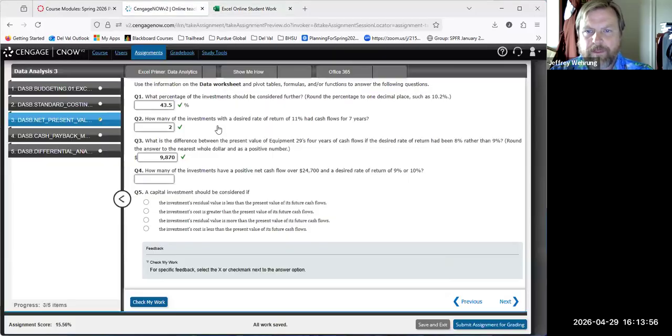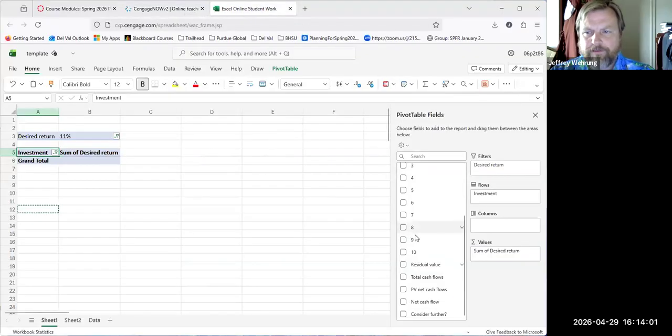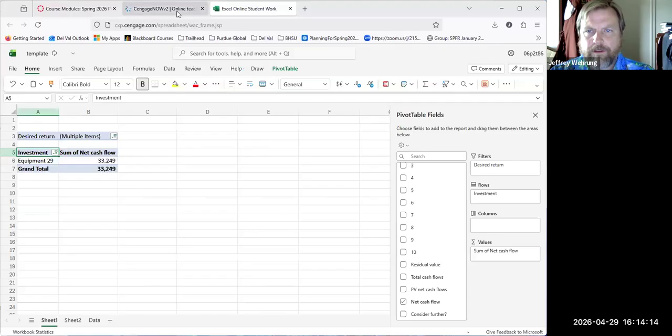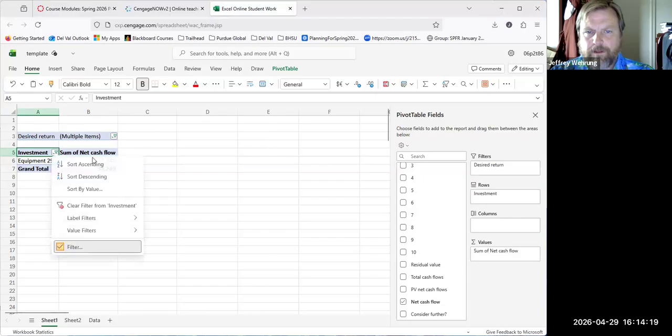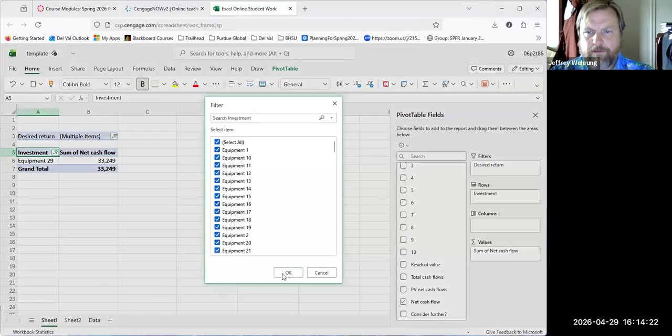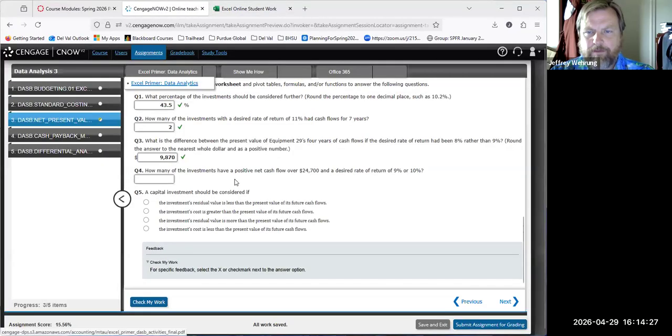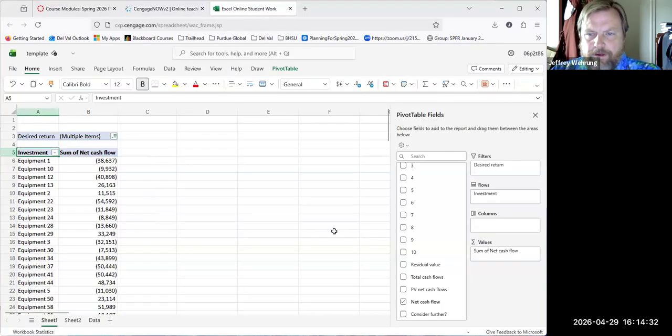What else are we looking for? How many of the investments have a positive net cash flow over 24,700? Okay, so we need the net cash flow. Okay, so first we change our filter. We use 9 or 10%. I don't want to filter by the equipment anymore because I'm looking at all of them, and I want to know how many have a positive net cash flow over 24,700. Okay, how do I do this?